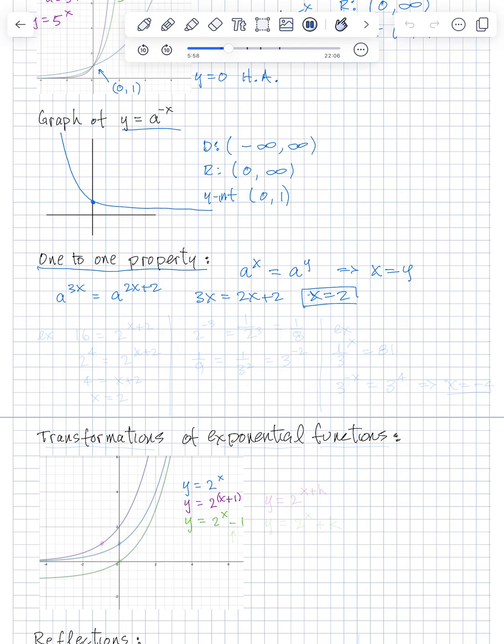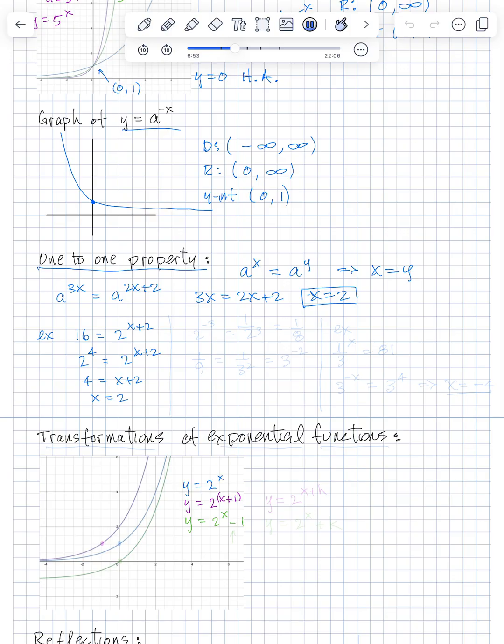So what we want to look at is examples where we can make the bases the same so we can solve for x. So here's an example. Let's say 16 is equal to 2 to the x plus 2. Well, we want to somehow write 16 as 2 to some power. So we know that 16 is 2 to the 4th power, and that's equal to 2 to the x plus 2. So then we can solve for x. 4 is equal to x plus 2, so x is equal to 2.